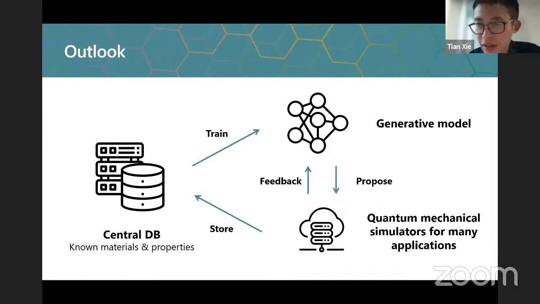So there's a bit of echoing. So let me make sure that I hear your question correctly. So you're asking how big are these crystals that we're generating, right? What's the size of them?